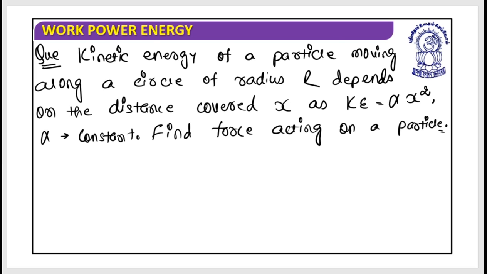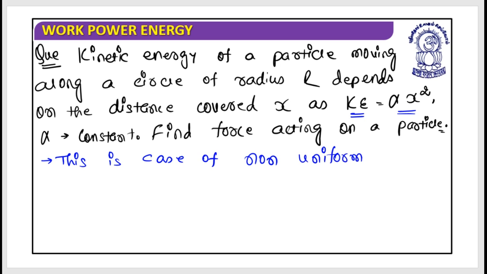Yes, what you will do, how can I do this? So first thing I need to consider is that this is kinetic energy, and this is equal to alpha x square. As I consider that this is a case of non-uniform circular motion, how could I come to that conclusion?